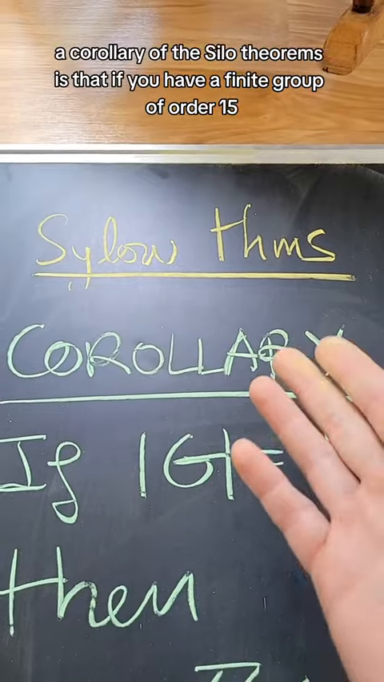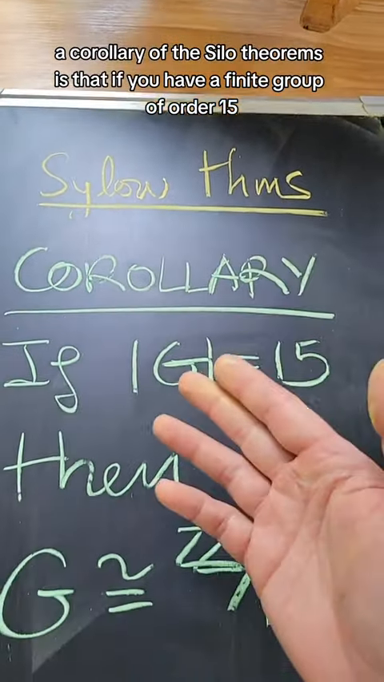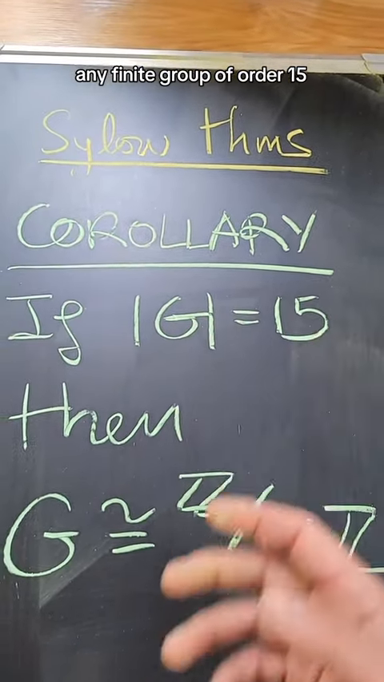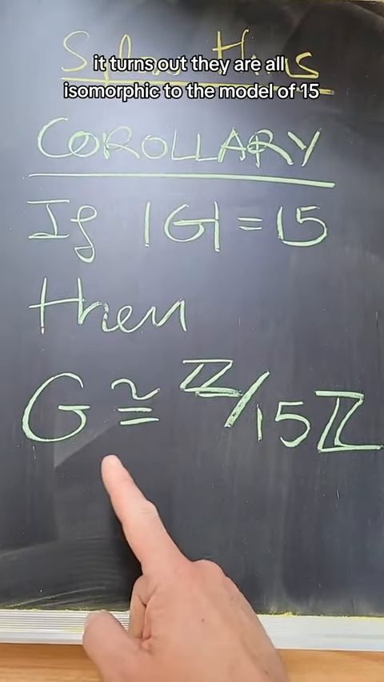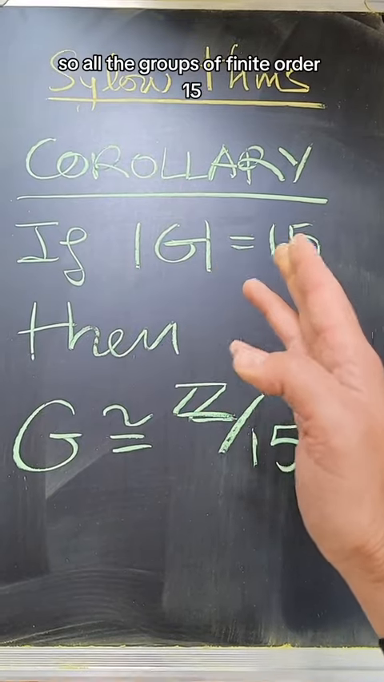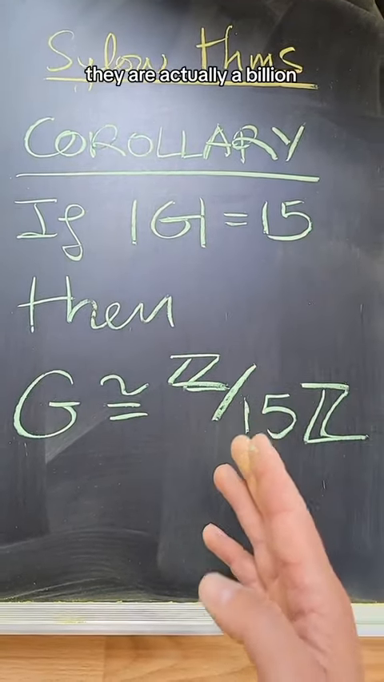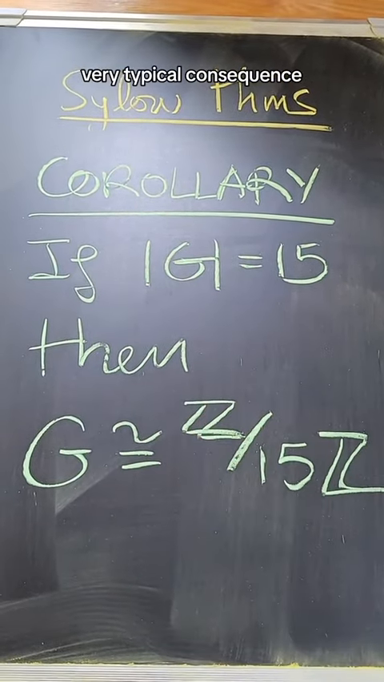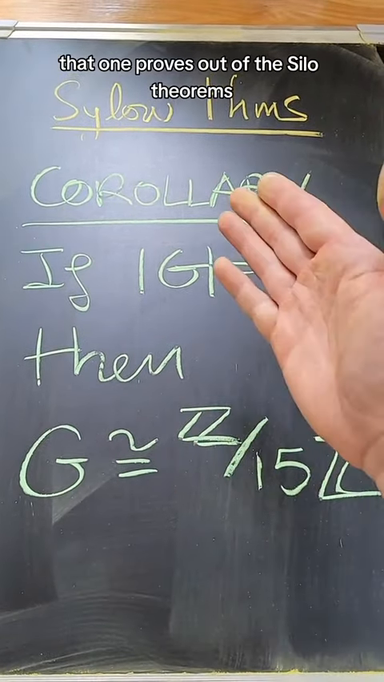For example, a corollary of the Sylow theorems is that if you have a finite group of order 15, any finite group of order 15, it turns out they are all isomorphic to Z modulo 15. So all the groups of order 15 are actually abelian and cyclic. And this is a very typical consequence that one proves out of the Sylow theorems.